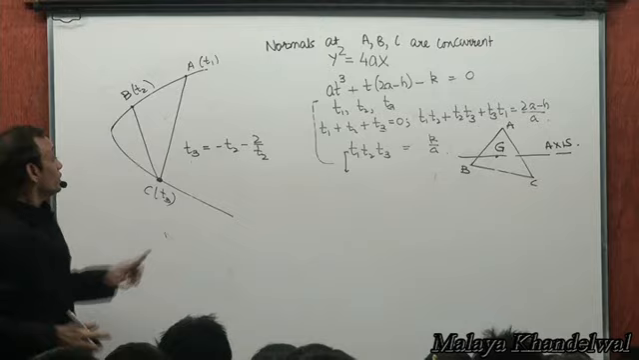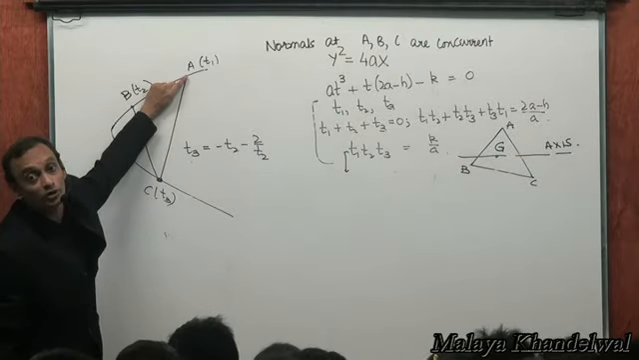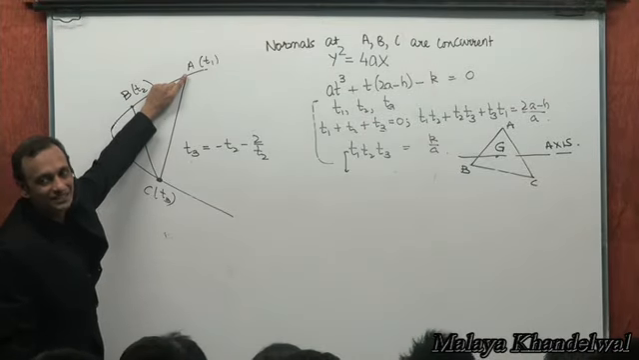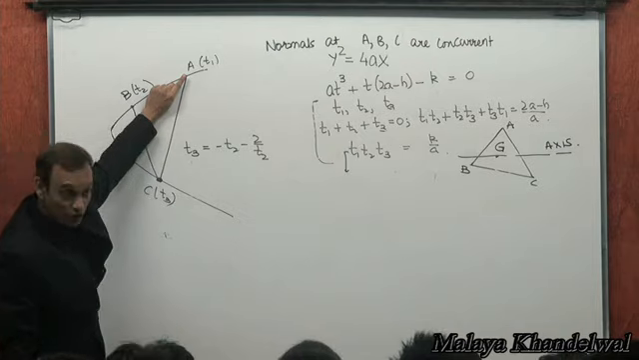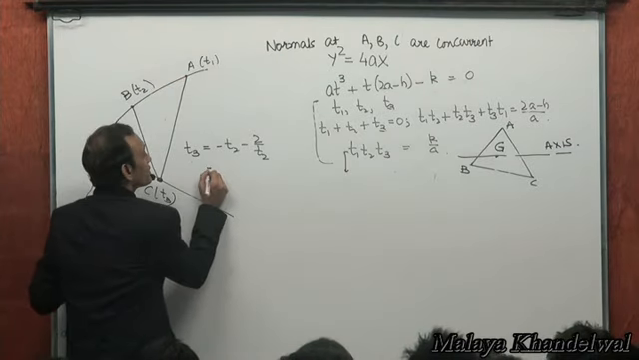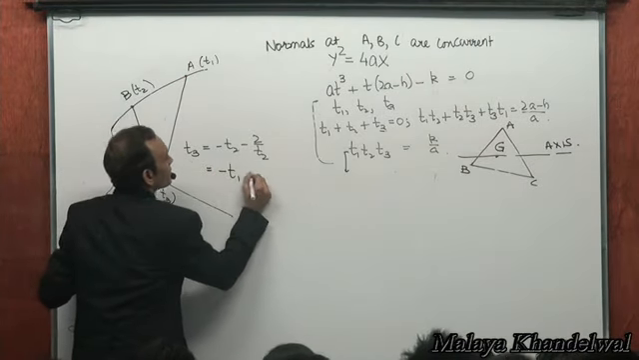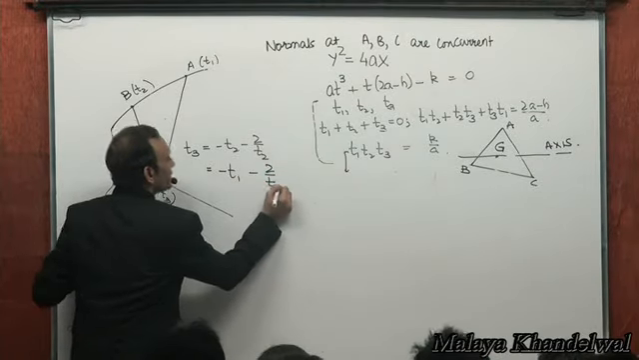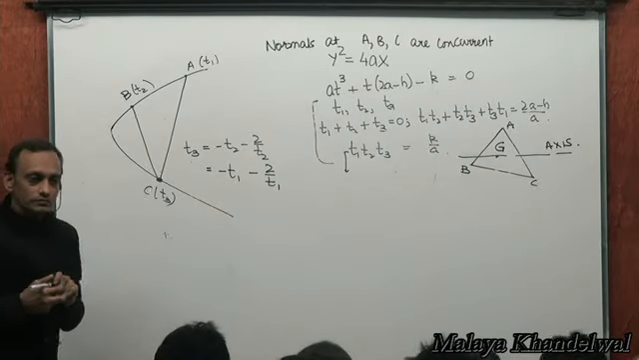Right? T3 is also the other end of the normal drawn at T1, isn't it? So this could have been written as minus T1 minus 2 by T1. Can this all be said?